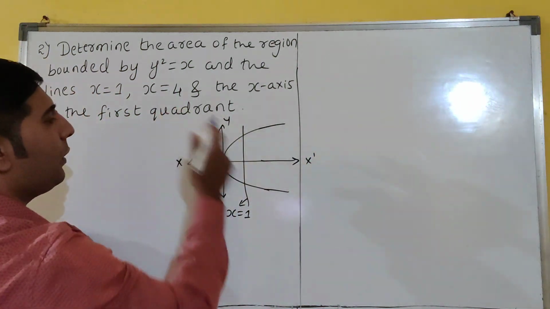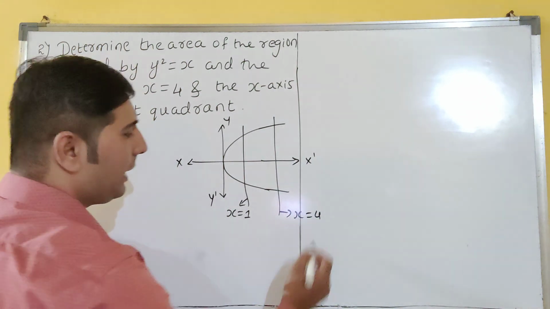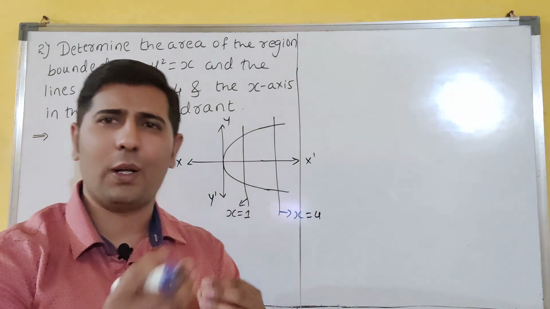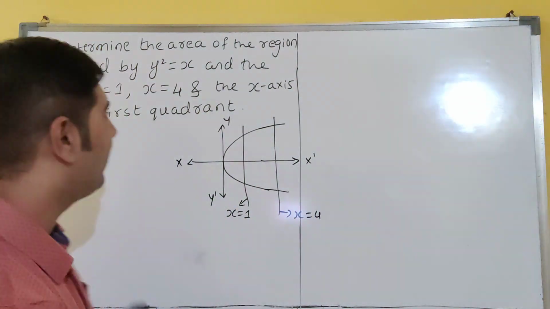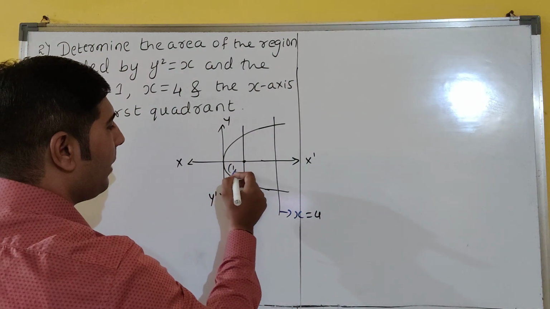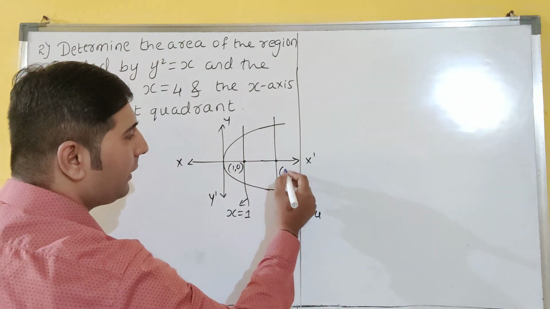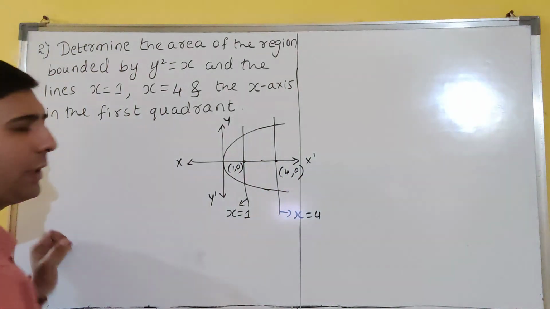So now x is equal to 4. How will you draw? Somewhere here. No need of drawing perfectly. Just for our understanding purpose, we will draw this one. So x is equal to 4. This is point 1 comma 0, where x is equal to 1. Here the point is 4, that is 4 comma 0, dear students.